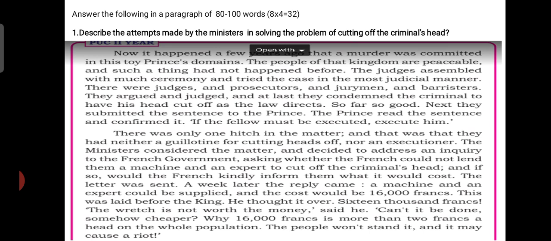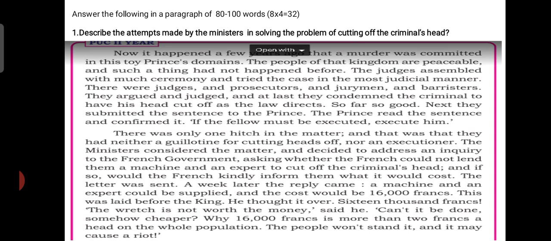Now what are the plans they are making to cut off the man's head? So far, so good. Next, they submitted the sentence to the prince. The prince said, all right. Okay, the prince said, you cut the criminal's head. Now, they should cut it. How will they cut it? So, they are planning how to cut it off.